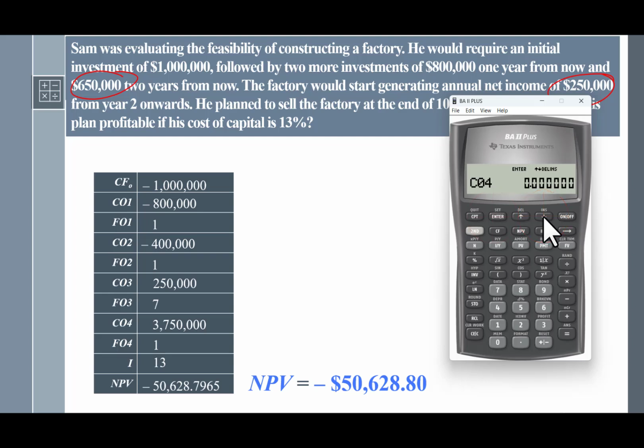And CO4 is the 3.750 million, and that's repeated once. We're going to press NPV, enter the interest rate as 13, press enter, go to NPV, CPT, and you can see that it's a minus 50,628, which means it's not a good investment.